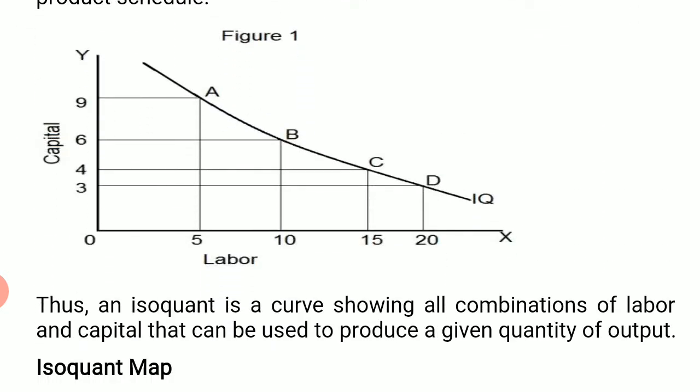In this diagram we have the four different combinations A, B, C, D, where we use both labor and capital as factors of production, and we get an isoquant, an IQ curve, which shows the combinations of two factors of production, that is labor and capital, which give equal satisfaction to the producer.